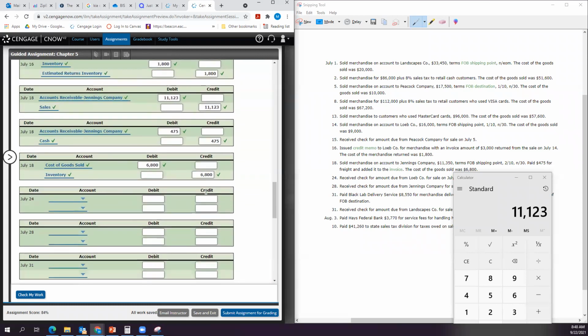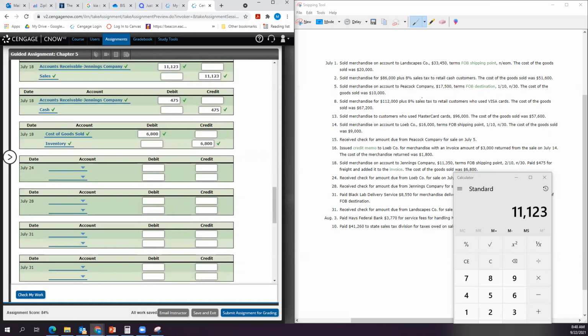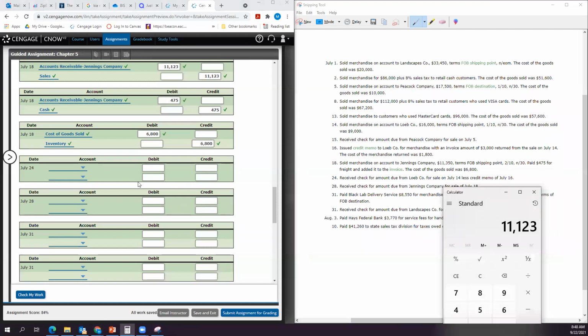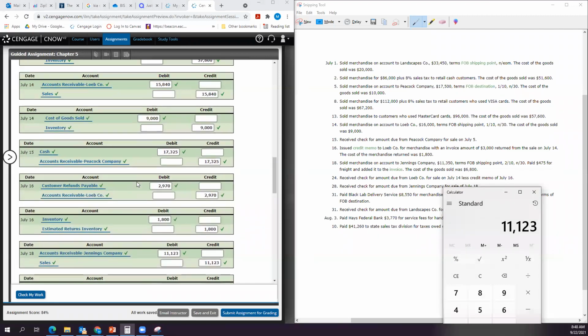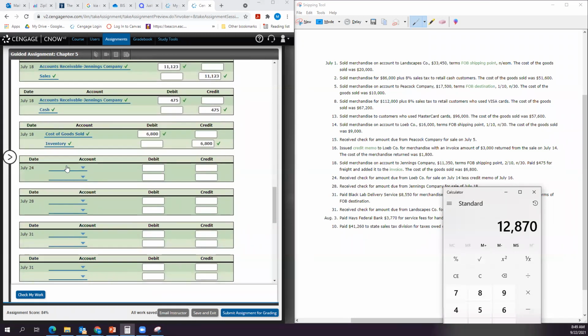And we did. All right, on July 24th, we received a check for the amount due from the Loeb company. So we'll have to go up to the July 14th transaction. You can see we had a debit in our accounts receivable, $15,840. Then on the 16th, we credited that account $2,970. So we can figure out the total amount they owe us, $15,840 minus $2,970. They owe us $12,870.